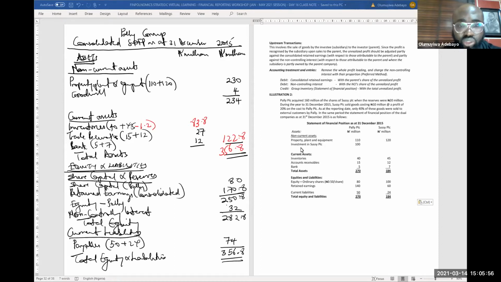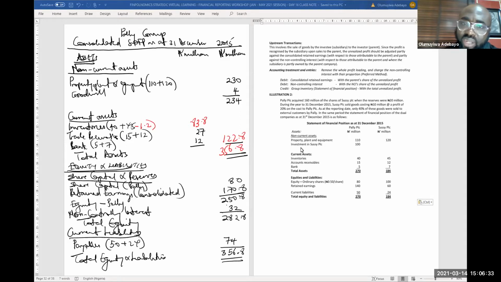Yesterday we introduced ourselves to group adjustments and we started with the adjustment regarding unrealized profit on sale of goods. The first one we looked at was a situation where the sale was initiated by the parent and the purchase was done by the subsidiary. Such a transaction is a downstream transaction, as it originated from the parent to the subsidiary. In that case, the unrealized profit adjustment affects the profit of the parent, which is the seller, and the value of the inventory of the buyer, which is the subsidiary. And we went on to consolidate.